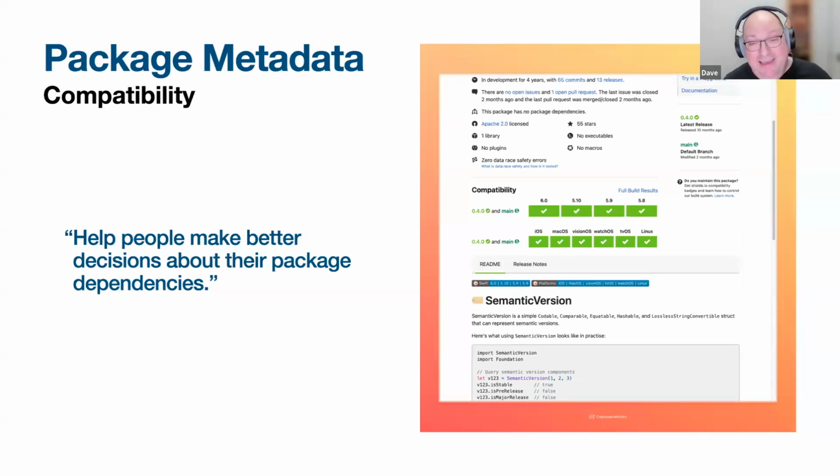So the idea for this feature came about in kind of week 2 or 3 after we launched the site initially. And we had no way to tell developers which versions of Swift and which platforms each package was compatible with, because that information just doesn't exist in the package manifest file or in GitHub or in any of the sources. That information just doesn't exist.